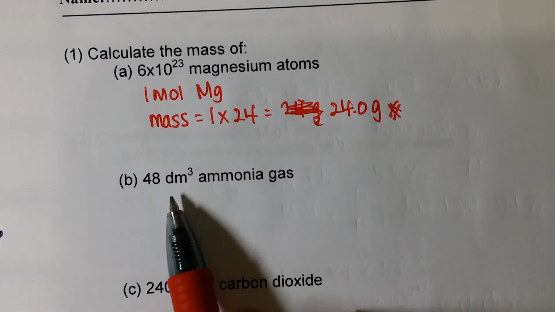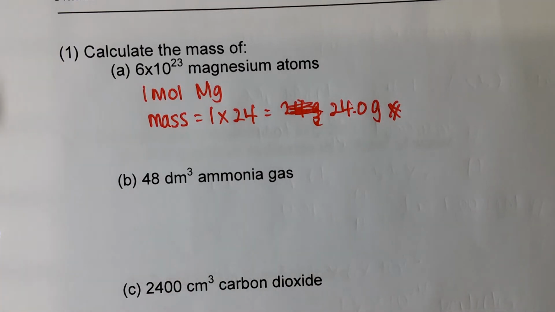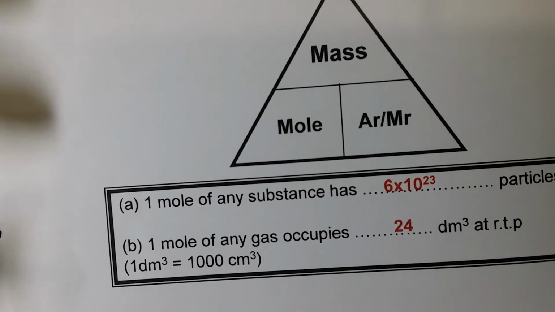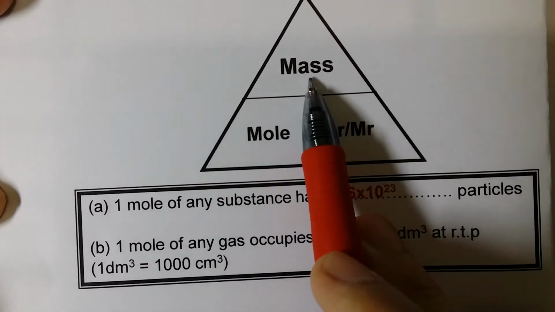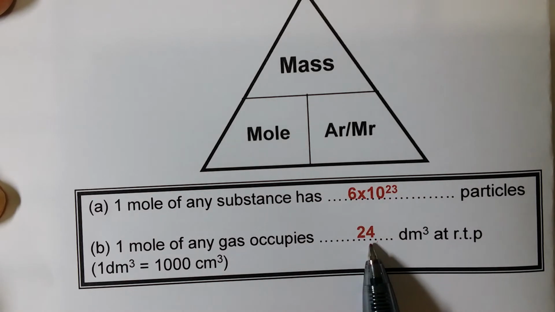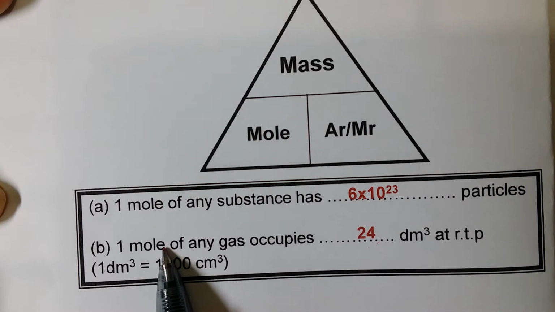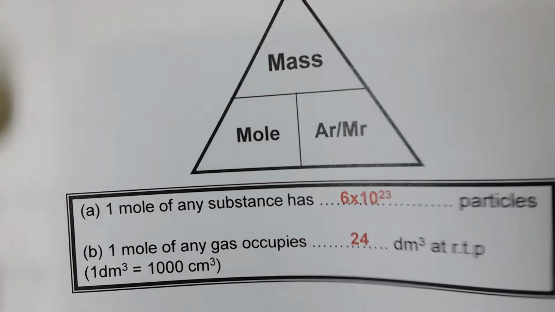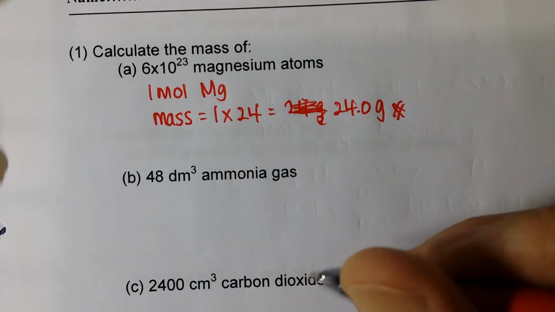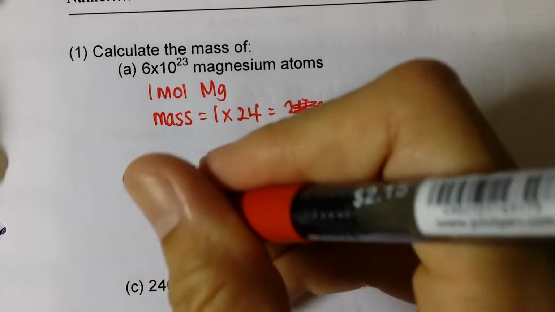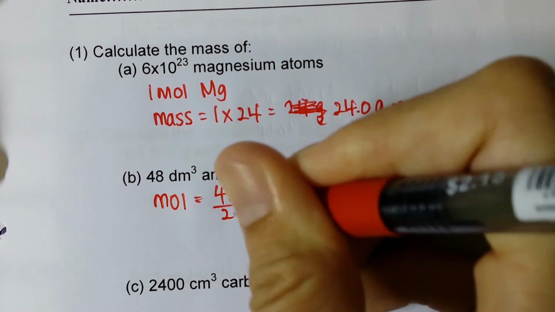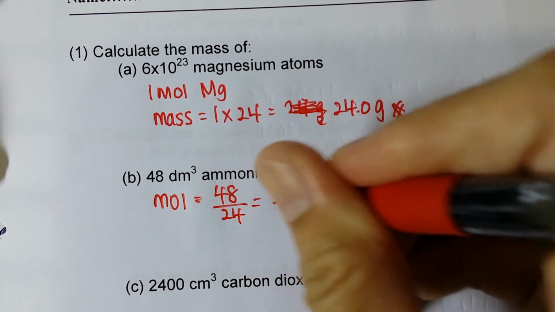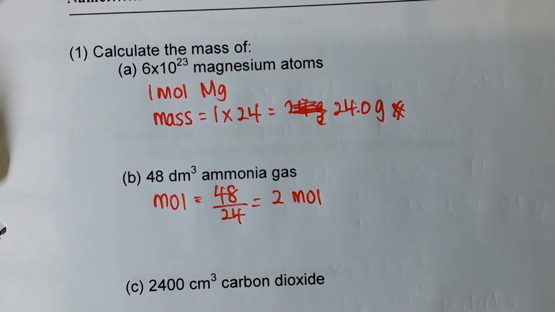How about 48 dm cube of ammonia? This is the volume of a gas. Is volume of a gas related to the mass? Volume of gas is not related to mass. In order to find the mass, if you're given a volume of a gas, you have to find the number of mole first. So 1 mole of any gas occupies 24 dm cube, which means that for 48 dm cube, the number of mole would be 48 divided by 24, and that would give you 2 mole.